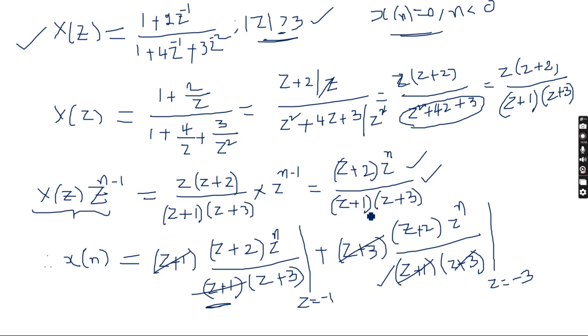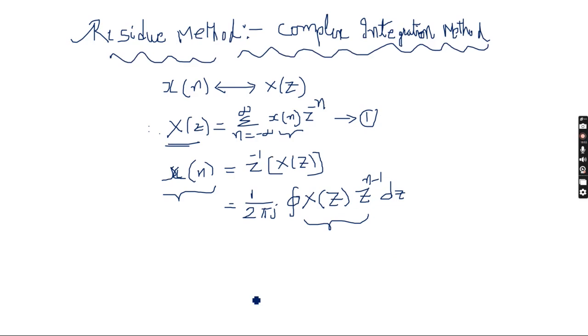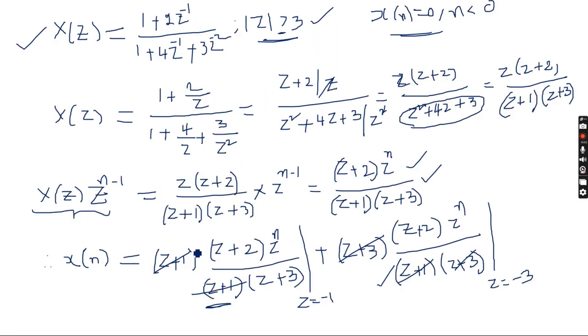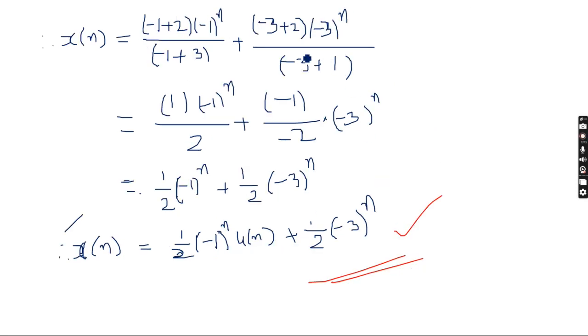Then how many poles are there? 2 poles. Then from the equation, you have to find out the entire x of z into z power n minus 1 at z equal to minus 1 and z equal to minus 3, by multiplying the corresponding roots like this. Then after that this will be cancelled. Then apply z equal to minus 1, then you can take the sum of all the values. So this is the residue method, a simple and efficient method compared to the previous 2 methods.